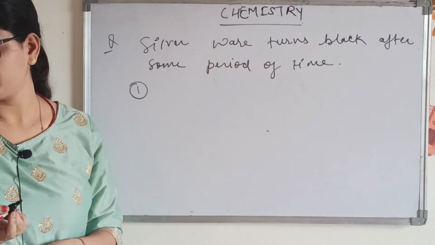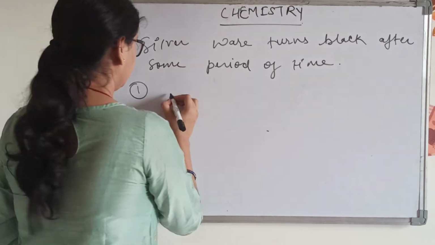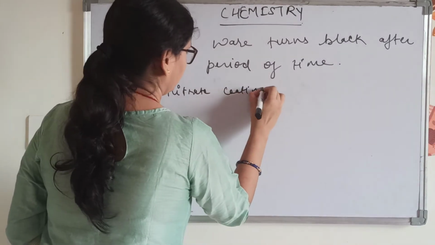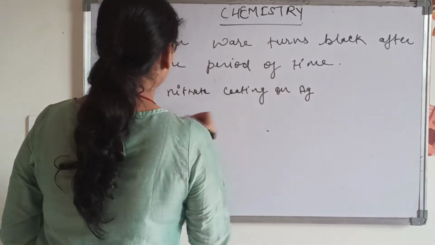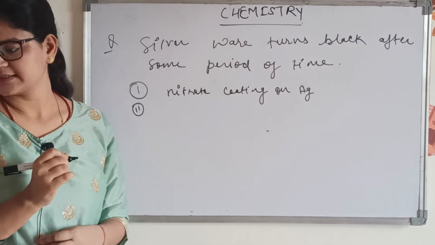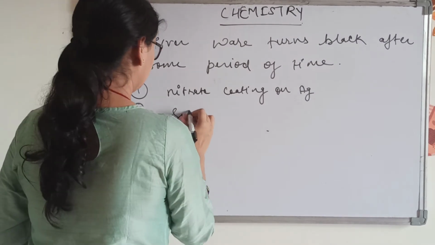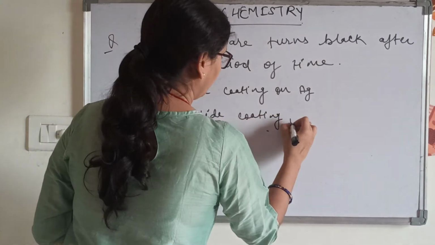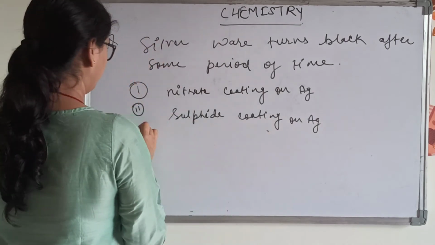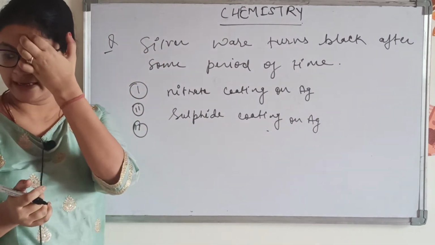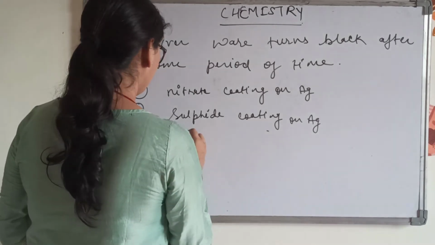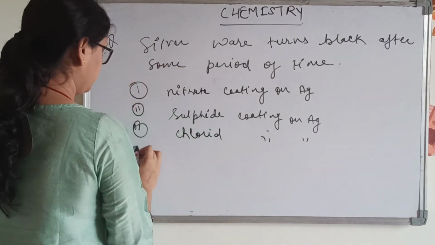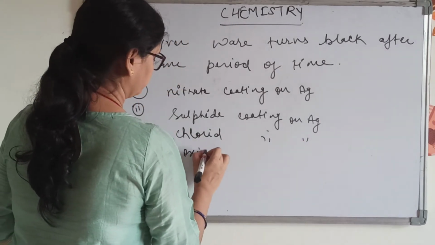The options are: due to the formation of nitrate coating on silver; second, sulfide coating on silver; third, chloride coating on silver; or fourth, oxide coating on silver.